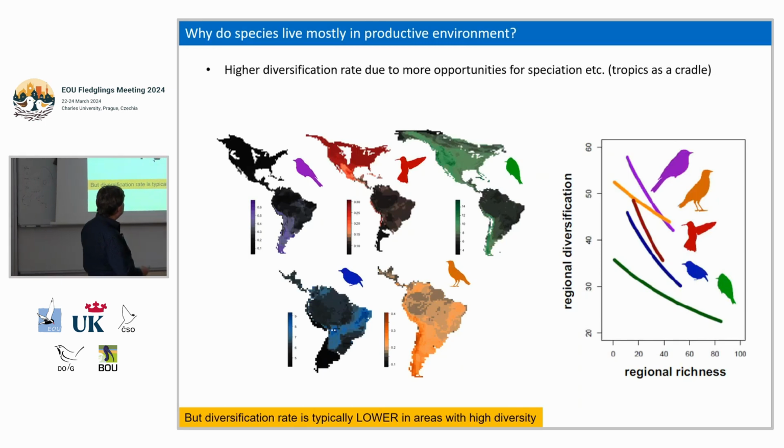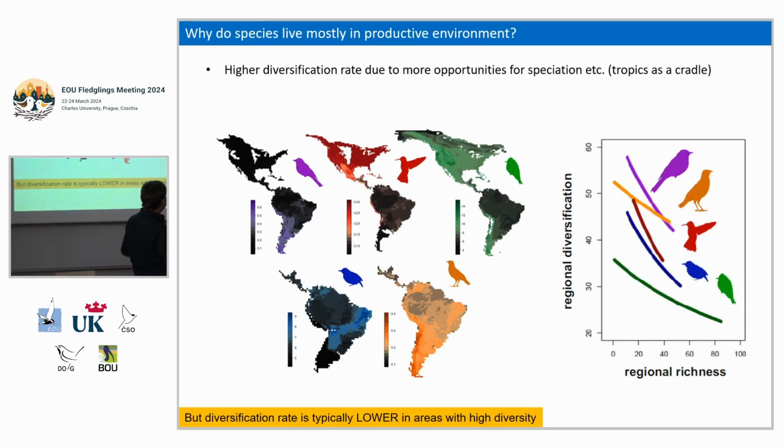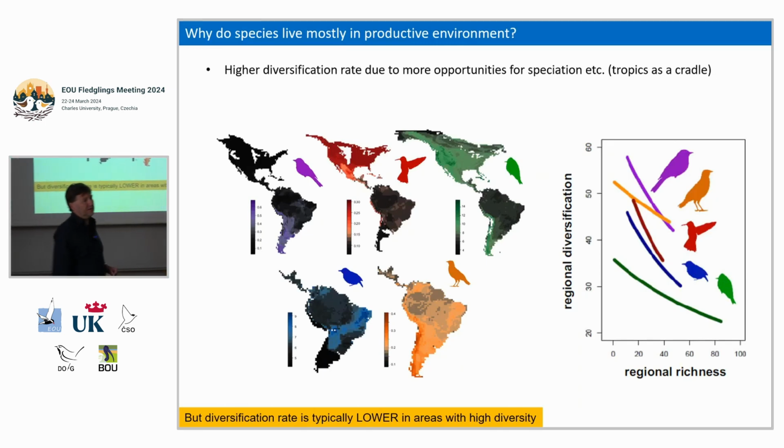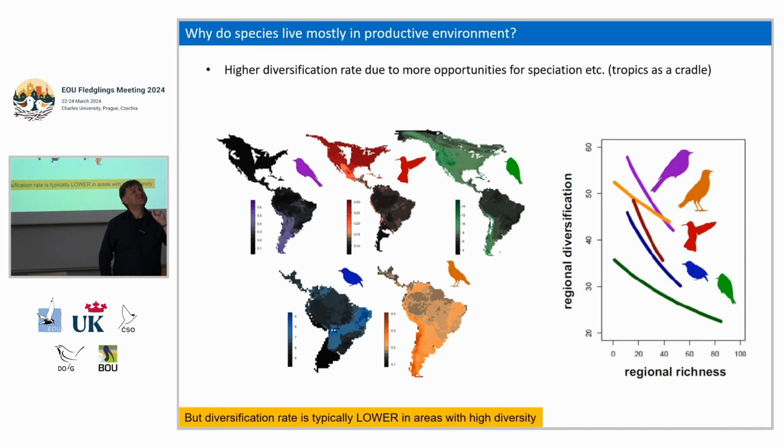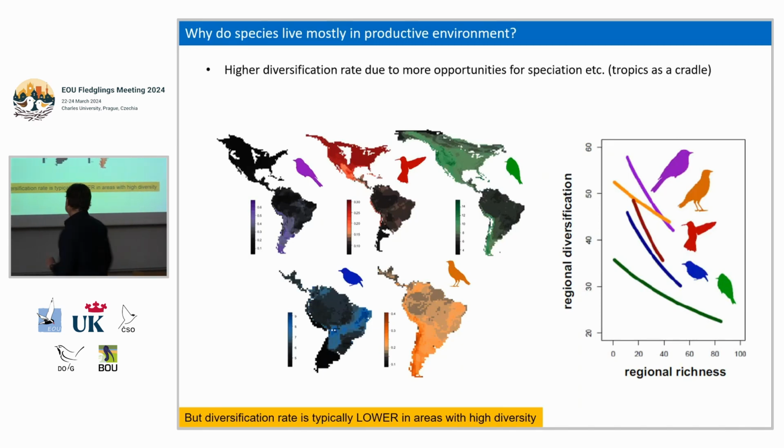So, for example, if we study diversification rates of various groups of birds, this is from a study done by my former student, he found out that the highest diversification is always away from the tropics, not in the tropics. And there is a negative relationship between regional species richness and rate of diversification. And more and more papers have shown exactly this pattern, that diversification is not related to diversity.